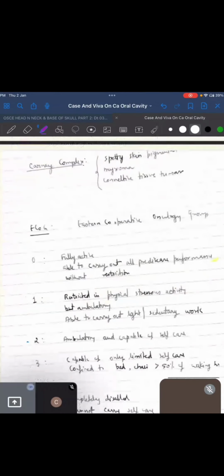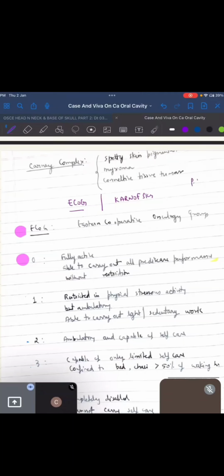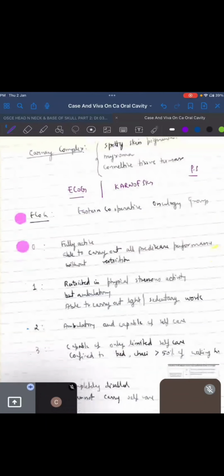Okay, now the second question: ECOG and Karnofsky. These both are performance scales. Please remember at least one in detail. The full form of ECOG is required of you to know. ECOG is 0 to 5 and Karnofsky is up to 100. Whichever one you follow in your institution, say that, but you should know the name of the other one.